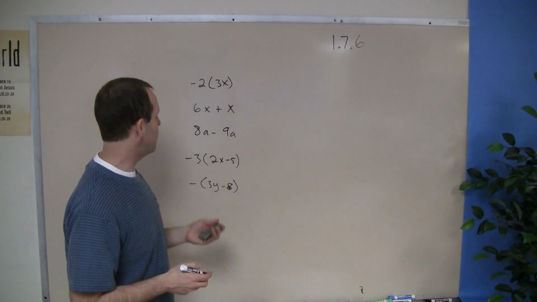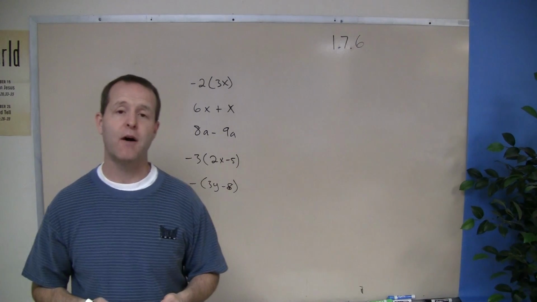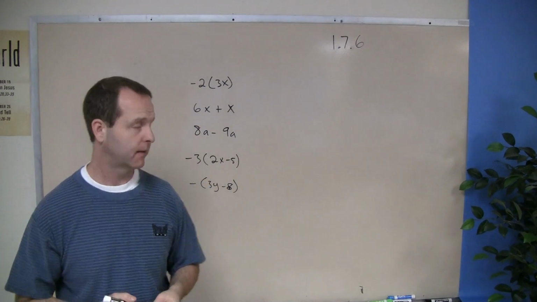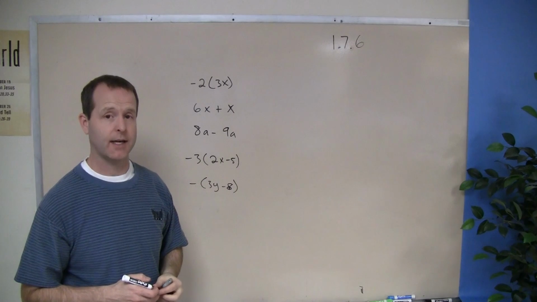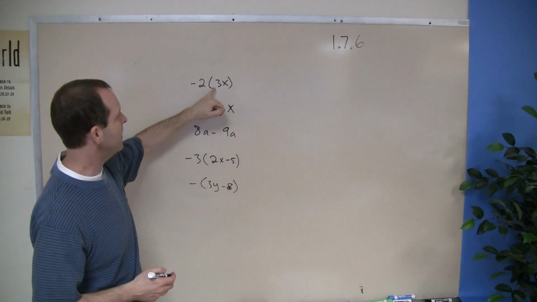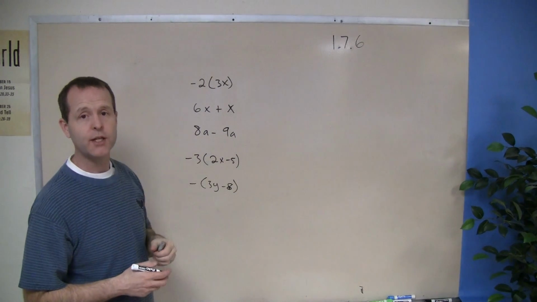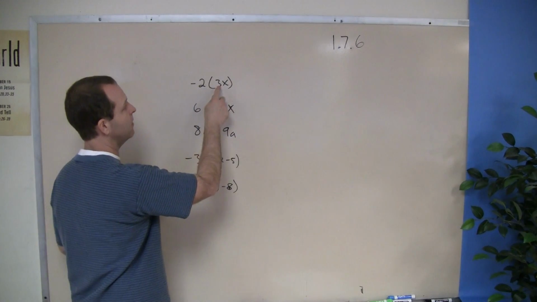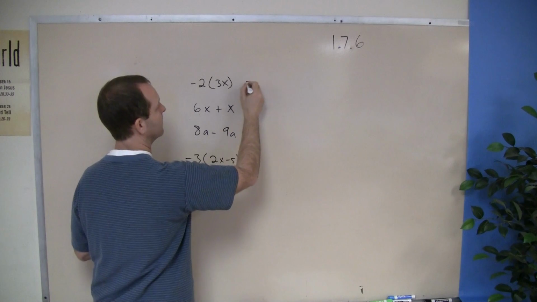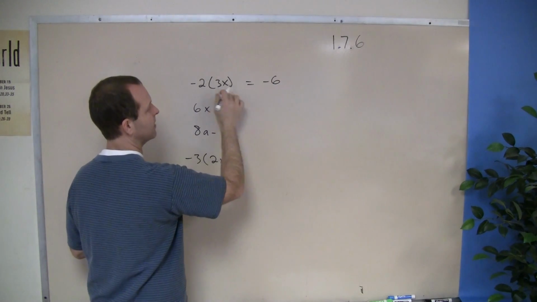Throughout this course, we're going to see many times where we have a chance to simplify algebraic statements. For example, negative 2 times 3x. Every one of these numbers is being multiplied to each other, so I can just multiply everything on through. Negative 2 times the 3 is a negative 6 times the x.